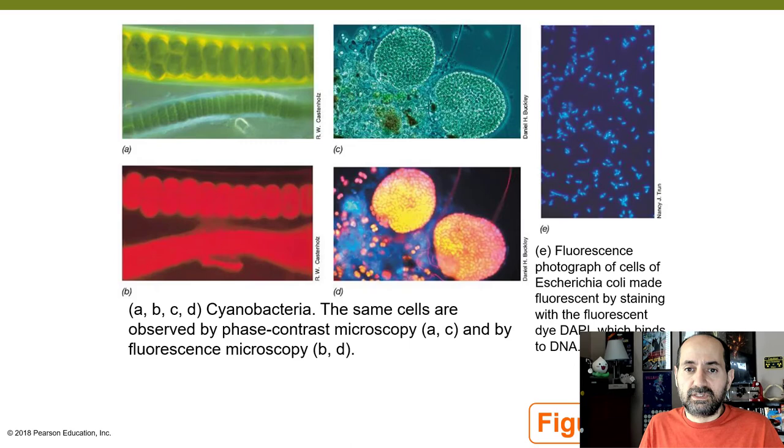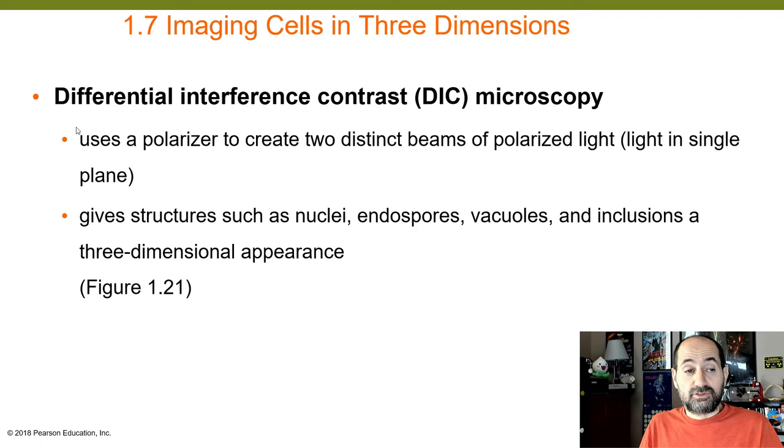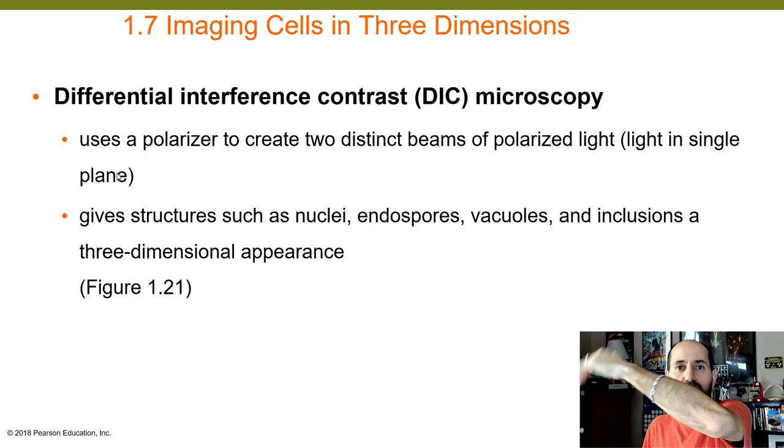Now, another type of microscopy that's interesting, it's a type of light microscopy, but not a type we have readily available to us in the lab, is differential interference contrast, or DIC microscopy. This is an interesting type of microscopy that uses a polarizer to create two distinct beams of polarized light, essentially light in a single plane. You know that light travels in different planes. You've got the horizontal axis, and the vertical axis.